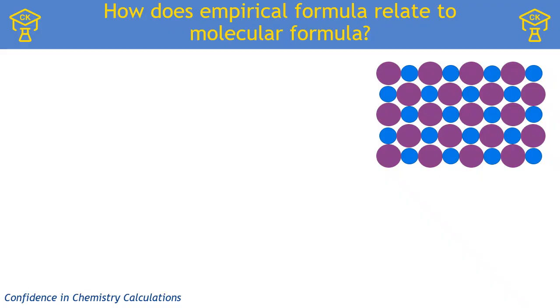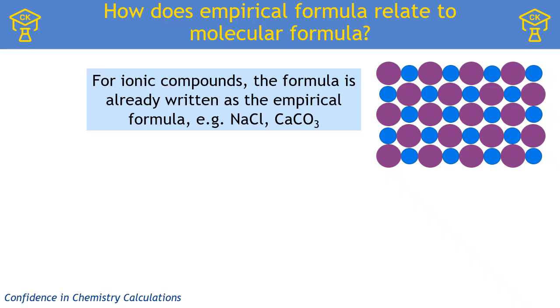So how does empirical formula relate to molecular formula? Well, for ionic compounds, they don't have a molecular formula. So ionic compounds are lattices, not molecules. They're giant structures. They've got unlimited numbers of each ion present in a single crystal. So for an ionic compound, we already write the formula as the simplest ratio of elements. So for ionic compounds, the formula that we write, like NaCl or CaCO3, is already the empirical formula of the compound. They're one and the same thing.